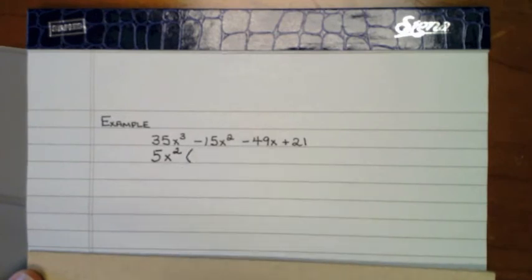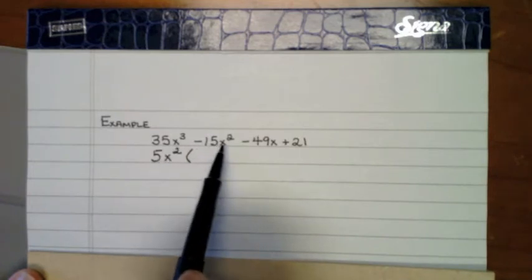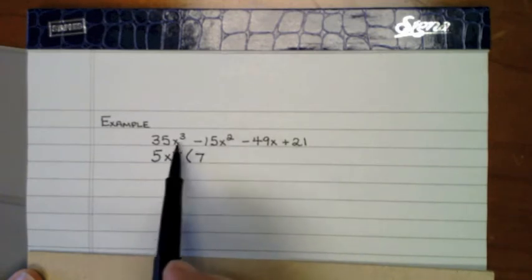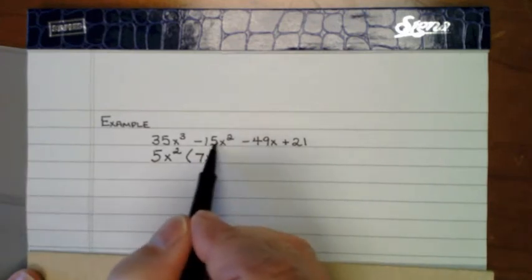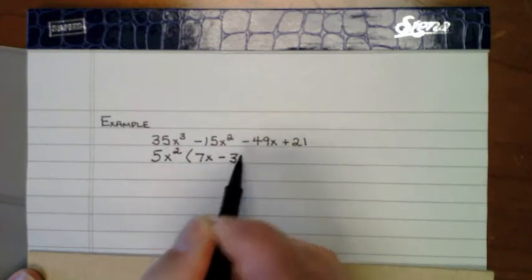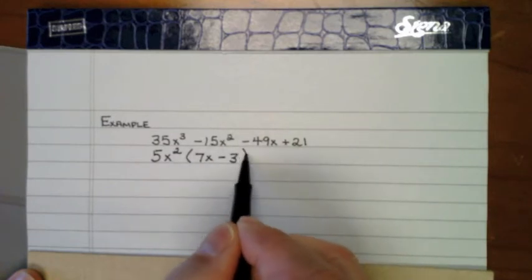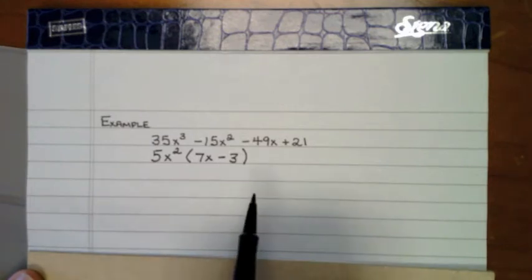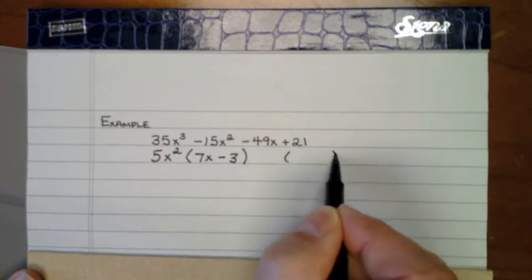I close my parentheses. How do I get what goes inside the parentheses when I factor the greatest common factor? I divide each one of these by this. 35 divided by 5, 7. When you divide right here, you subtract exponents. 3 minus 2 is 1 left over. Negative 15 divided by 5, negative 3. X squared divided by x squared, 2 minus 2 is 0. There are no x's left over on the end. I close my parentheses.